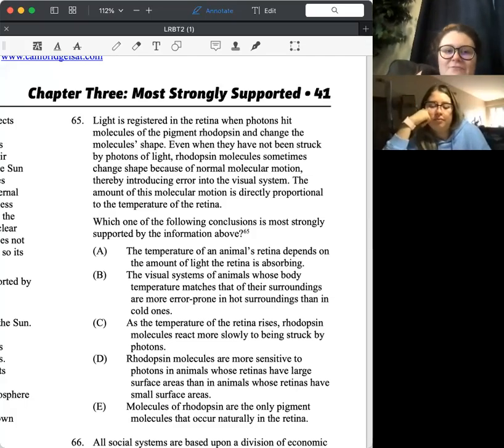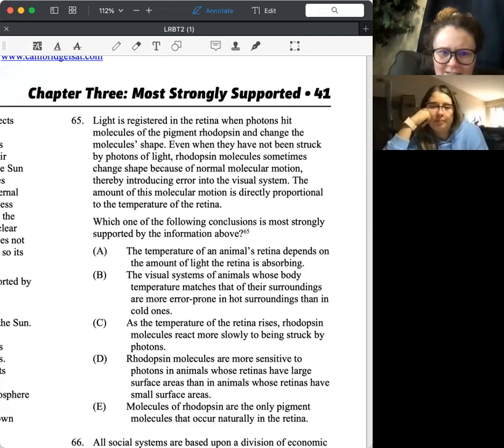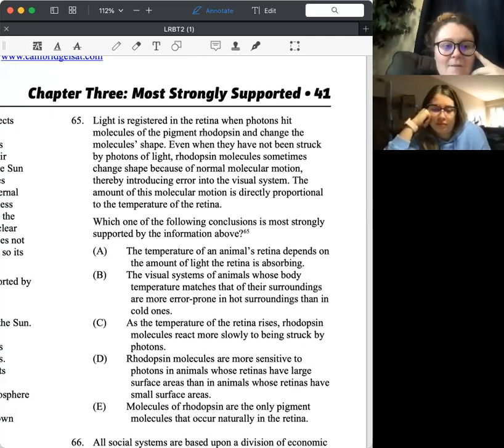Okay, so light is registered in the retina when photons hit molecules of the pigment R and change the molecule shape. So our retina recognizes light when photons hit molecules and change the molecule shape. Okay, cool. Even when they have not been struck by photons of light, our molecules sometimes change shape because of normal molecular motion, thereby introducing error into the visual system.